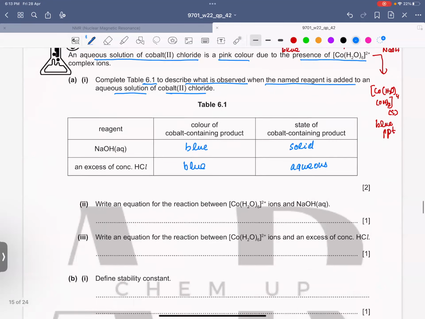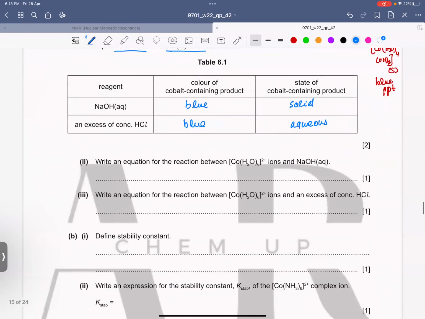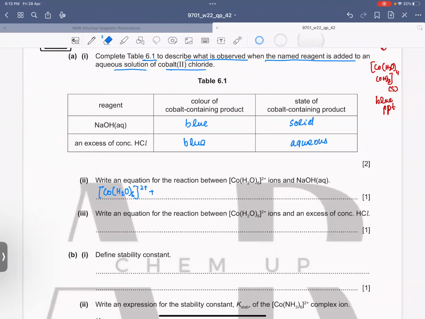Okay, so they have asked for the equation. We already did it over here in some sort. So the equation would be cobalt hexaaqua complex reacting with NaOH, as 2 hydroxide ions are in the complex. So I just write 2 hydroxide ions, and then Co(H2O)4(OH)2, as two hydroxide ions are getting added, so the whole complex becomes neutral, and two water molecules.